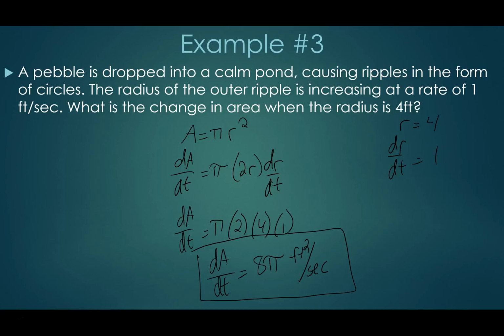Pi is an exact number, so you want to leave it alone like that. If this is a multiple choice question on the AP test where there's no pi, it's all decimals, you then go ahead and feel free to do 8 times 3.14, the exact value though. Don't just do 3.14. Your calculator actually has a pi button on it, so make sure you use that. There you go. Remember, areas will always be feet squared over time units.